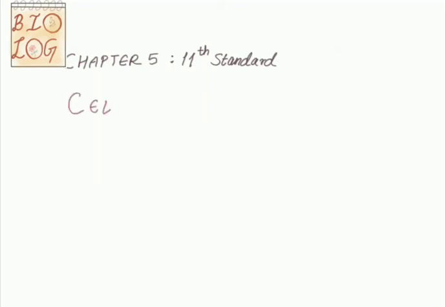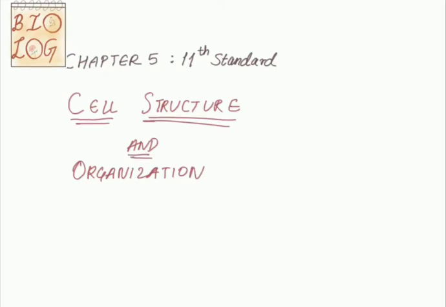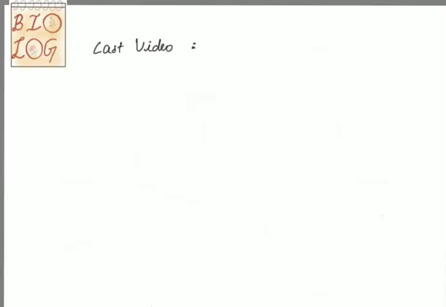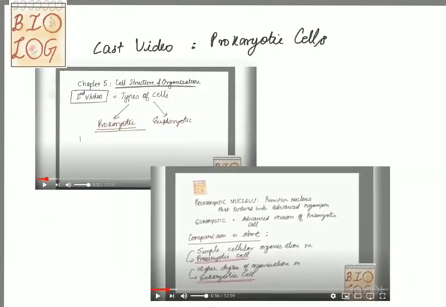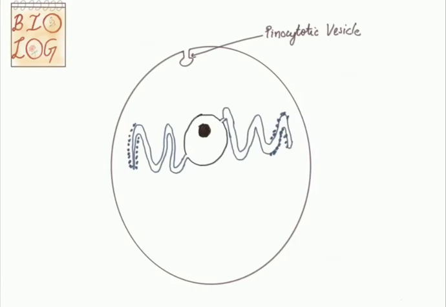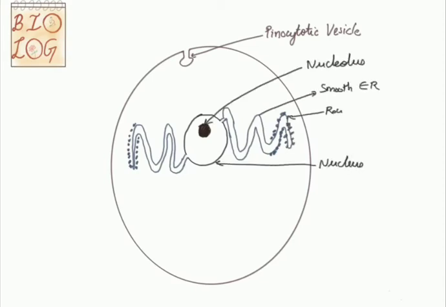Hey there, hello friends, welcome back to Biolog, and we are continuing with the fifth chapter of 11th standard, that is cell structure and organization part 3. So in the previous classes we have studied about prokaryotic cells, the differences between prokaryotic and eukaryotic cells, and also the different organelles of the prokaryotic cell. In today's chapter, we will be dealing more with the eukaryotic cell.